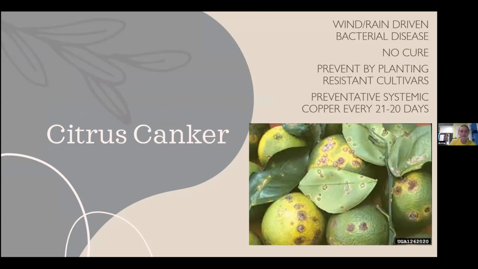My very favorite one lately has been citrus canker. This is a wind and rain driven bacterial disease of citrus. There's no cure. You can prevent it by planting resistant cultivars. So satsumas are somewhat resistant, calamondins, kumquats, and you can spray preventative systemic copper every 20 days. It's supposed to be 21 to 30 days there. The copper prevents the bacteria from landing on the leaf surface and infiltrating the stomata, which are the little holes in the leaf, and forming the cankers. So you can prevent it, but once it's there, there's no cure, but you can manage it again with that same copper every 21 days, which is a little bit of work.